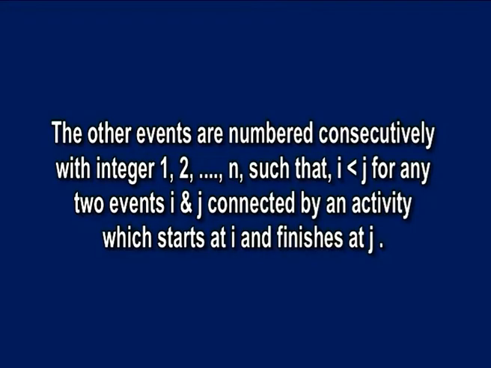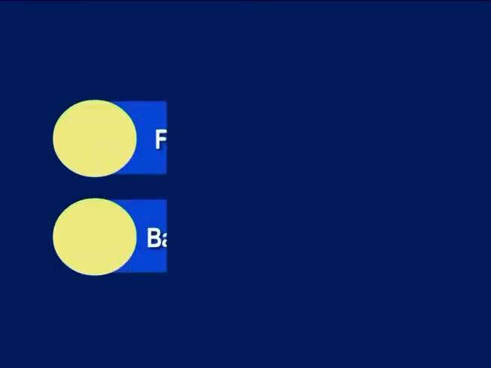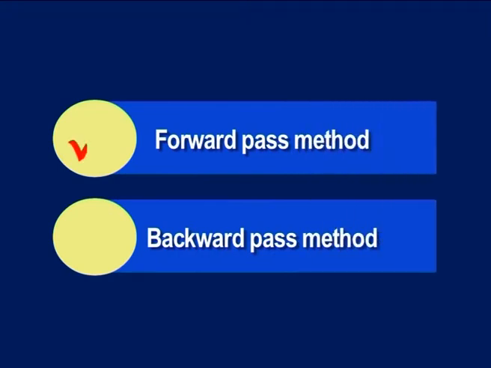It has already been mentioned that in a network diagram, there should only be one initial event and one end event. The other events are numbered consecutively with integers 1, 2 up to n such that I is less than j for any two events I and j connected by an activity which starts at I and finishes at j. For calculating the earliest occurrence and latest allowable times of events, the following two methods are used, that is, forward pass method and backward pass method.